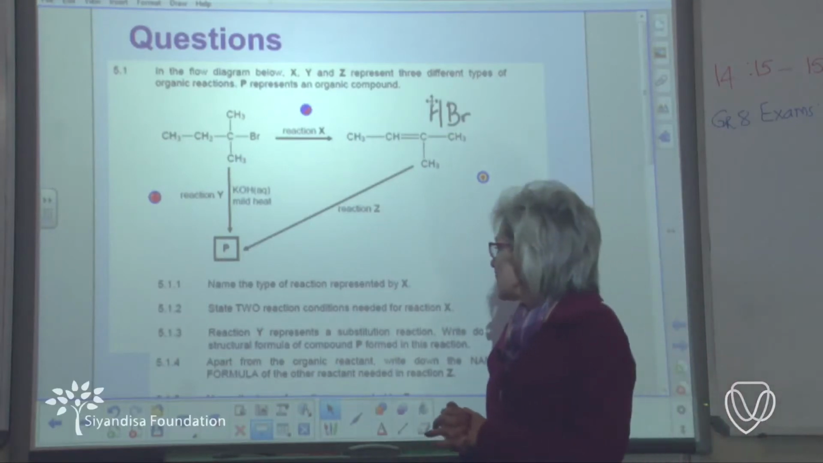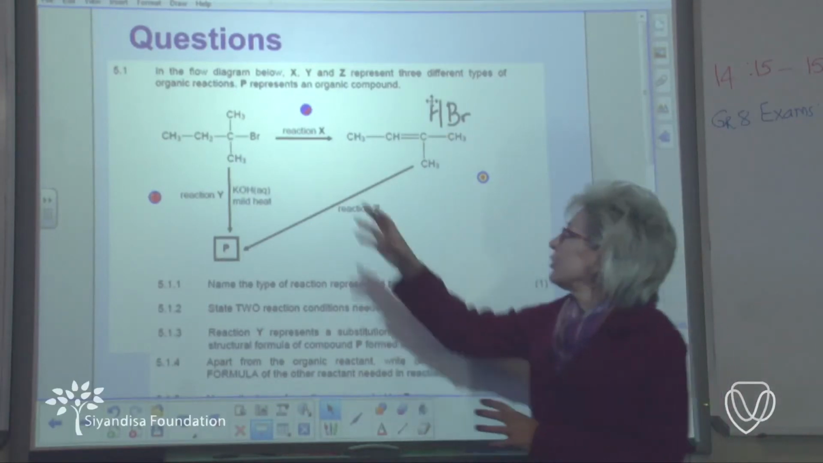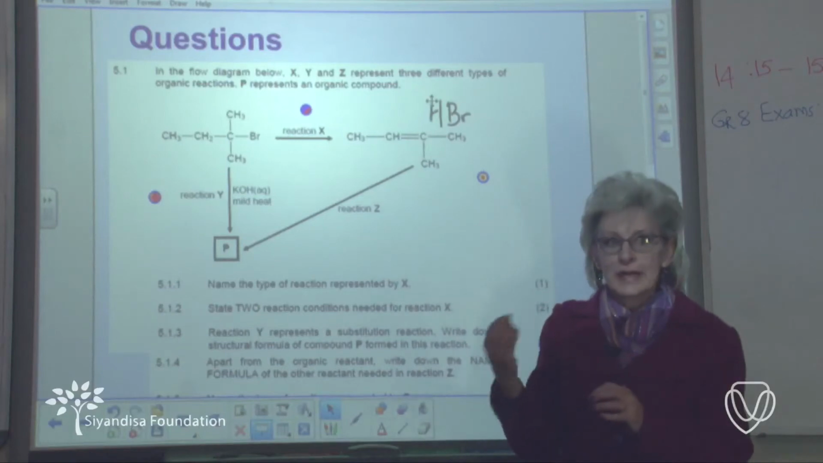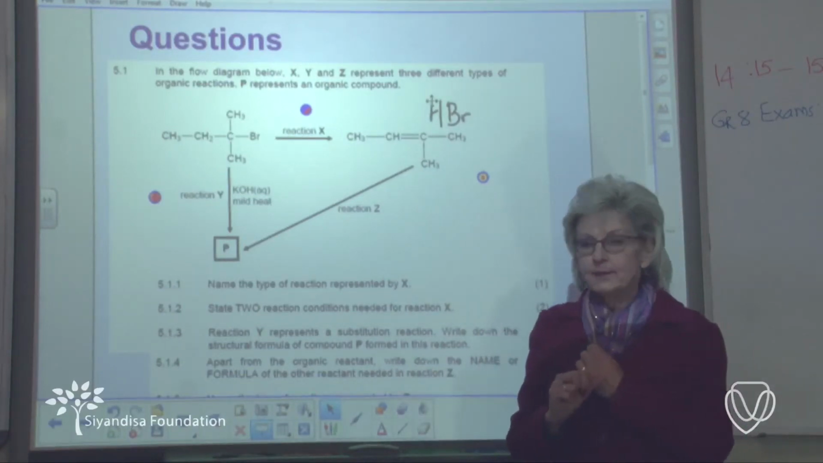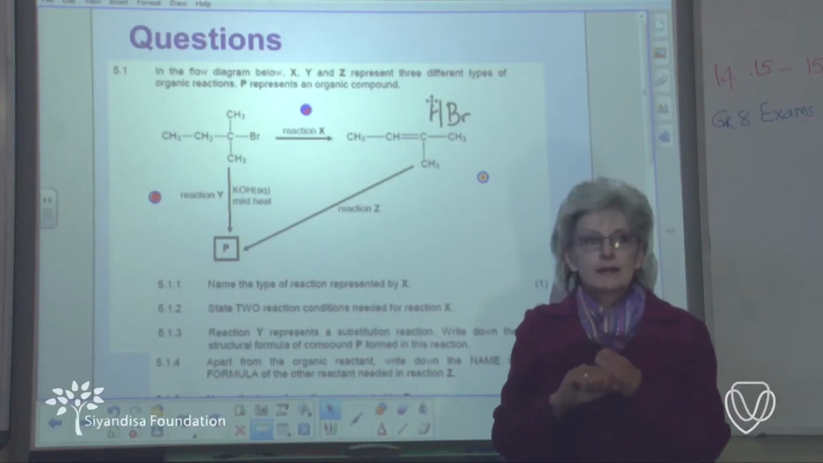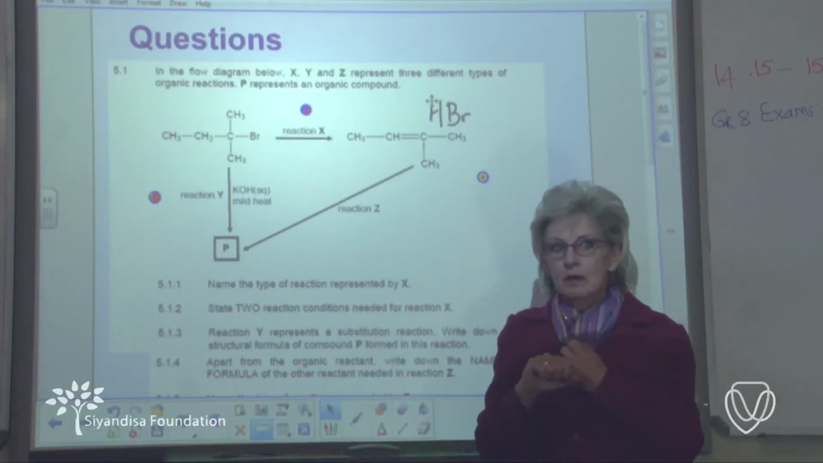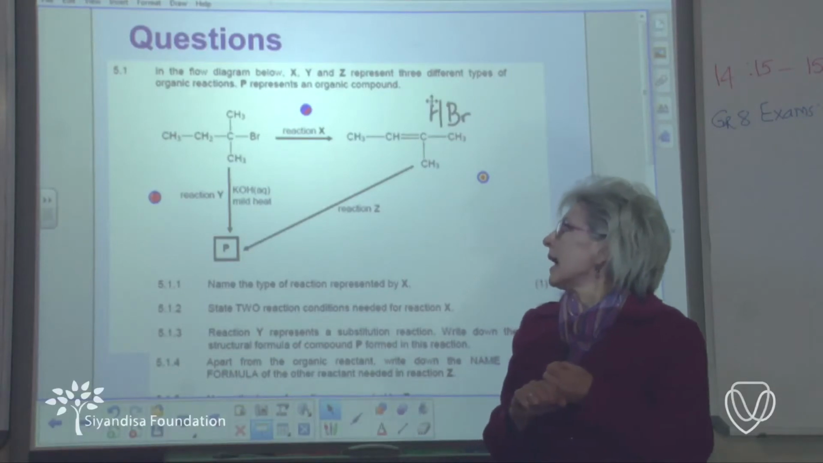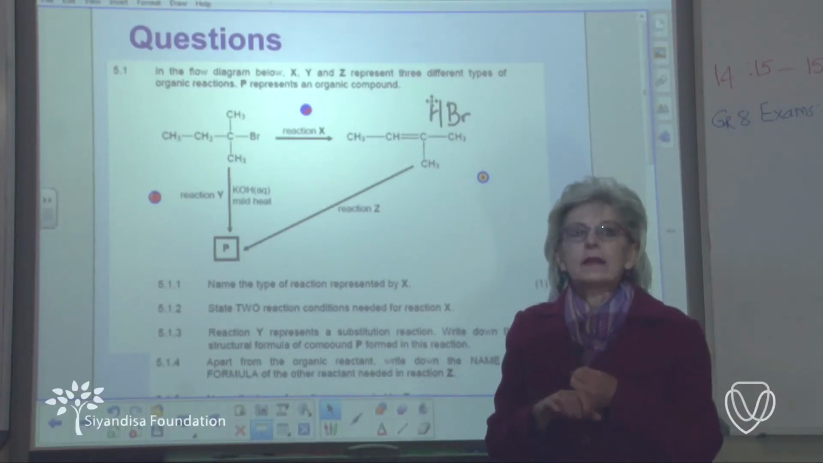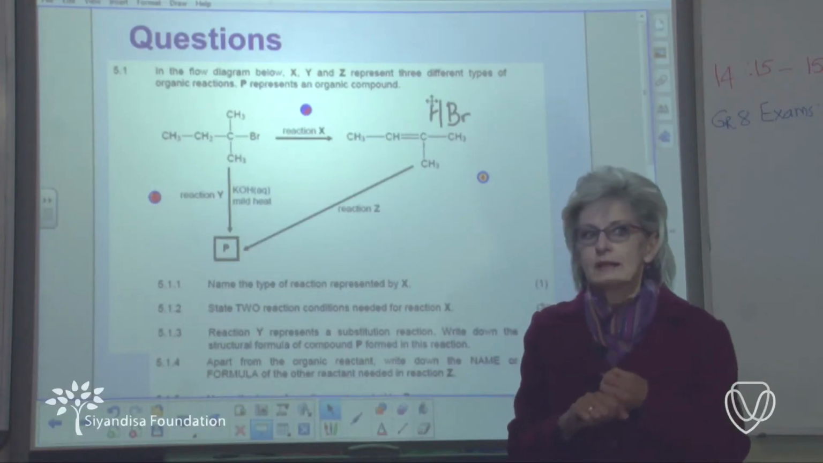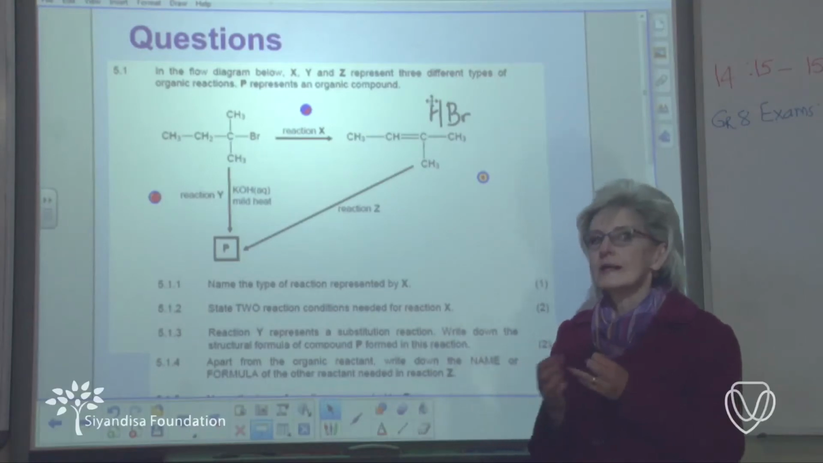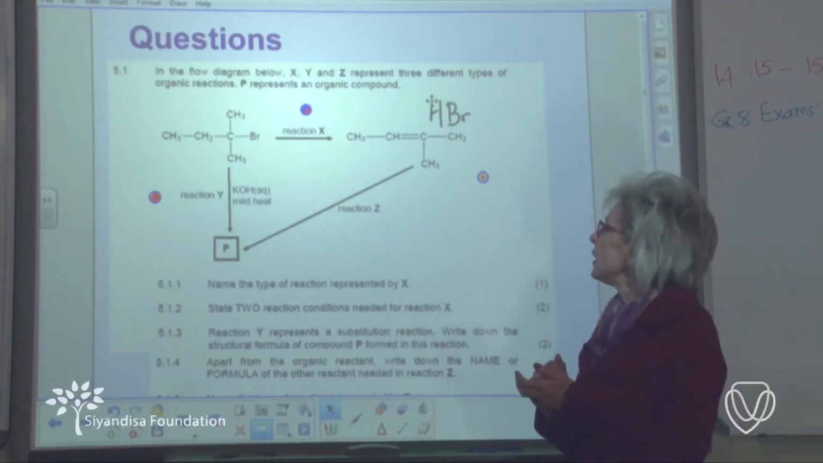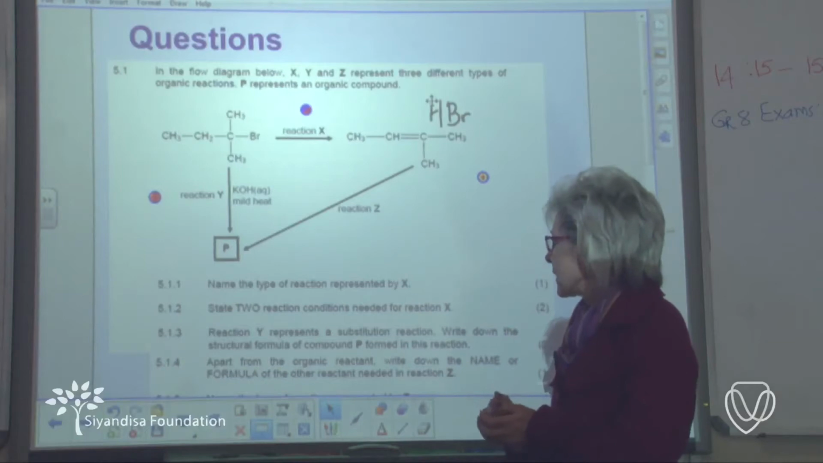State 2 reaction conditions needed for this. To remove, we need extremes, and the extremes are heat, strong heat, and then also another one that we need to add when we are reacting with the haloalkanes is concentrated strong base. Sometimes you don't need a concentrated one, just a strong base, but because we're removing, we're using concentrated strong base.